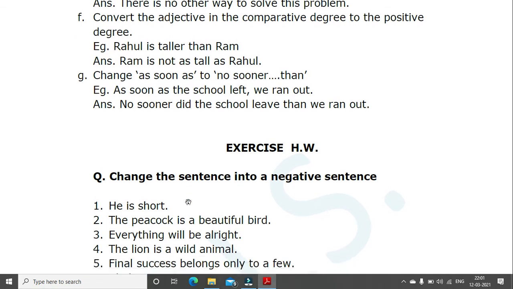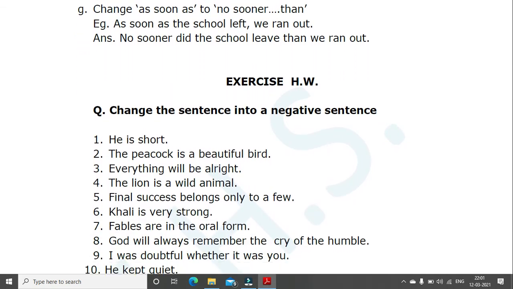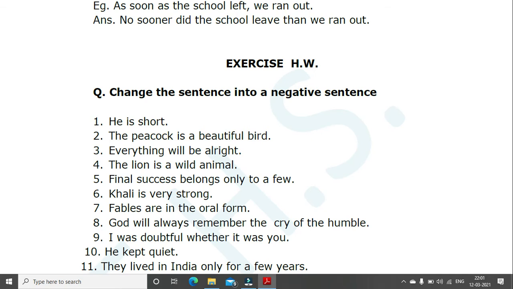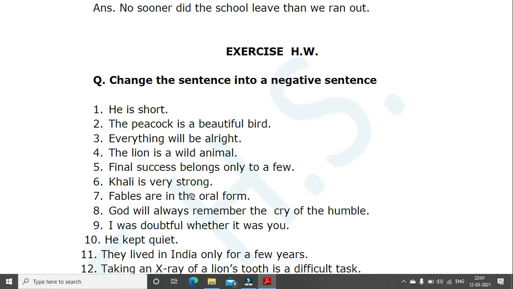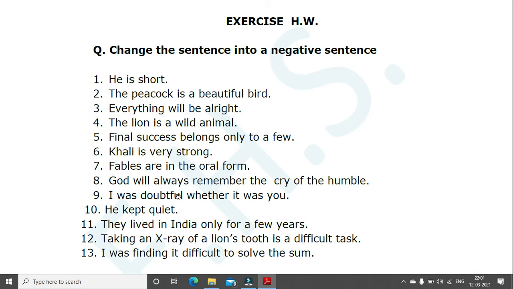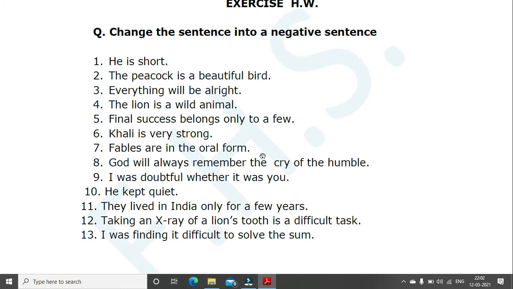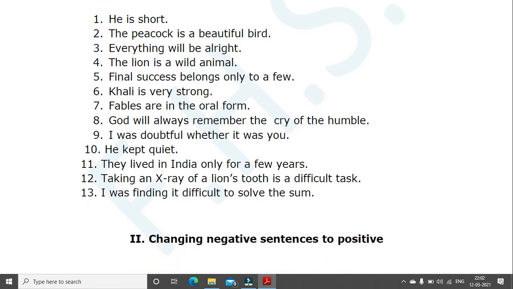We do the exercise. Exercise A, homework. Change the sentence into a negative sentence. First one: He is short. The peacock is a beautiful bird. Everything will be alright. The lion is a wild animal. Final success belongs only to a few. Kali is very strong. Fables are in the oral form.